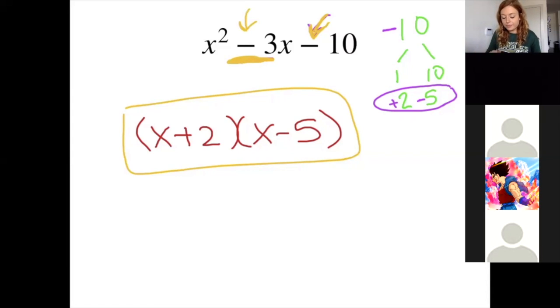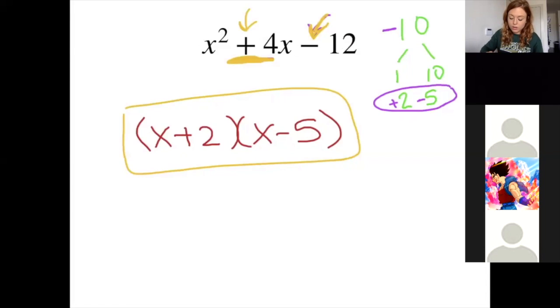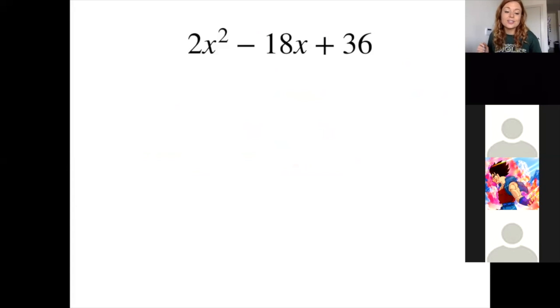Okay, let's keep working. This time we have to notice that we have a GCF. Yesterday we started looking at GCFs, greatest common factors. Sometimes your leading coefficient is not 1, like all of these were, see there's nothing there. So we need to make sure that we don't have any greatest common factors. Is there a GCF of 2, 18, and 36? Is there a GCF? Yes, what is it?